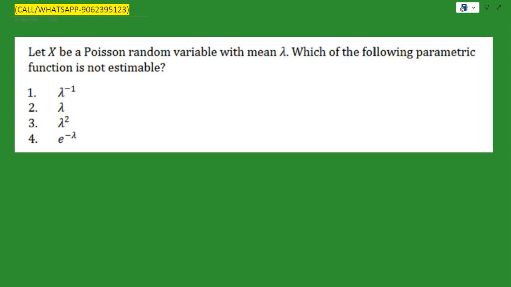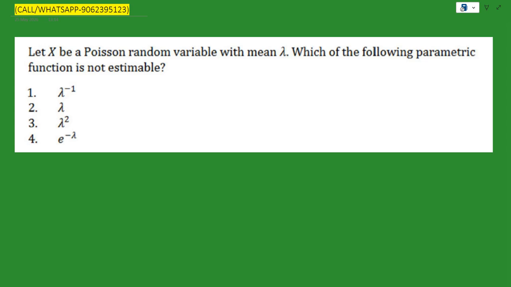And today's criminal is hidden inside the word estimable. Students usually hear this word and react like, ma'am, sounds dangerous. But actually, estimability is just asking, can we construct an unbiased estimator for a function of the parameter or not? That's all. And today's problem is a beautiful conceptual question from the Poisson distribution.